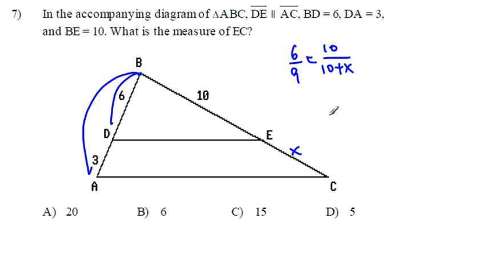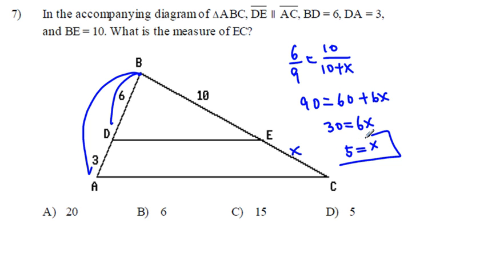Now, how are we going to find out the value of X? All we have to do is simply cross multiply. Then we get 90, which is equal to 60 plus 6X. Then by subtracting 60, we get 30 equals 6X, where X is equal to now what? 5. Yeah, so choice B.